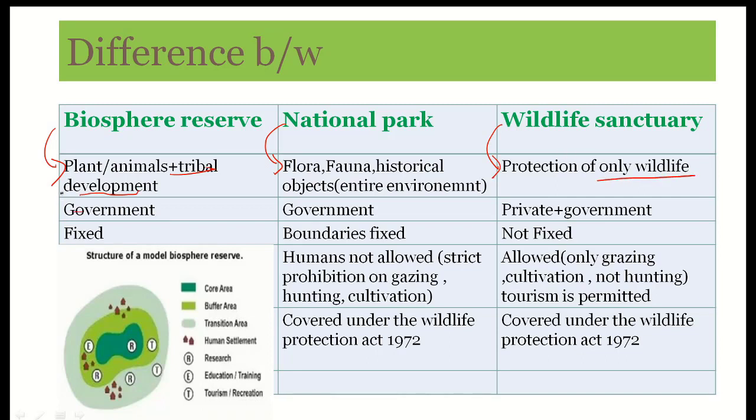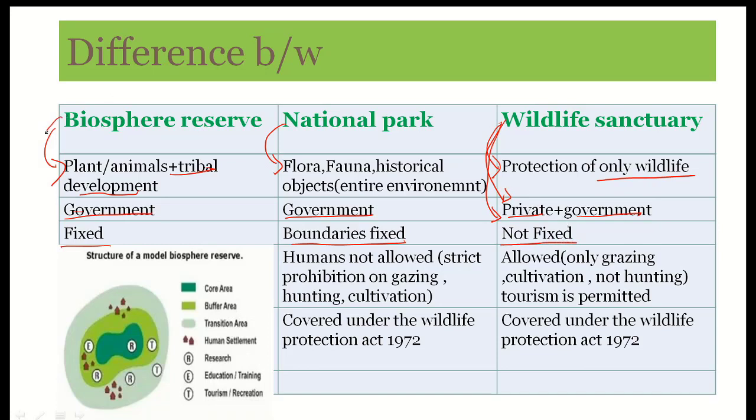A Biosphere Reserve is managed by the government. Even a National Park is managed by the government. A Wildlife Sanctuary can be managed by private people and by the government. In a Biosphere Reserve, the boundaries are fixed. Even in a National Park, the boundaries are fixed. But in a Wildlife Sanctuary, the boundaries are not fixed, so animals can move around freely.